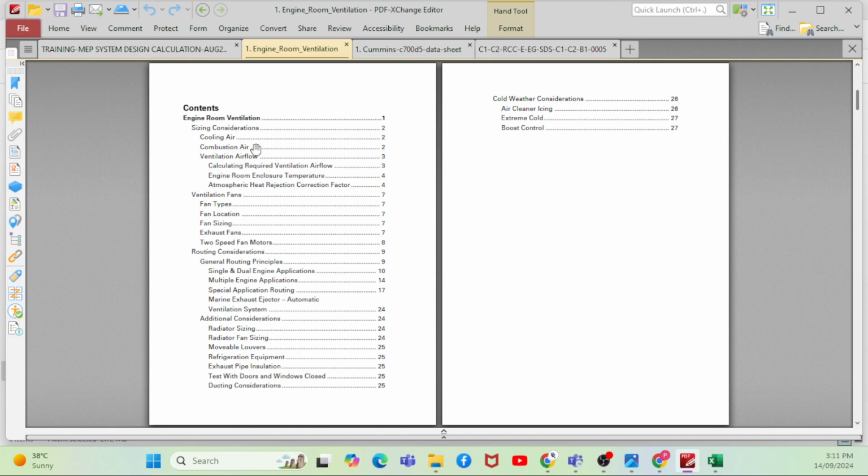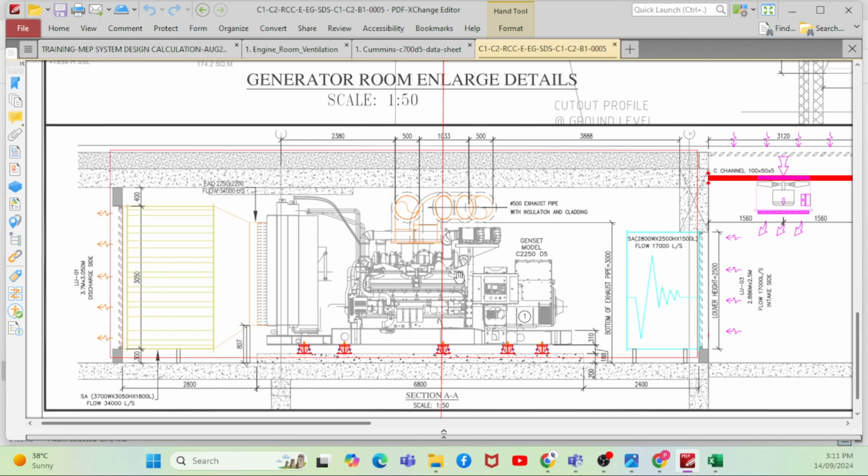If I open one of the diagrams, you can see one of the pictures, right? This is the diesel engine generator, where you have a discharge and also an intake air. When you provide the intake air, it should be the summation of the cooling air for the radiator, to cool the radiator, and also whatever air is required for the combustion purpose. So the summation of both will be the total air ventilation requirement.